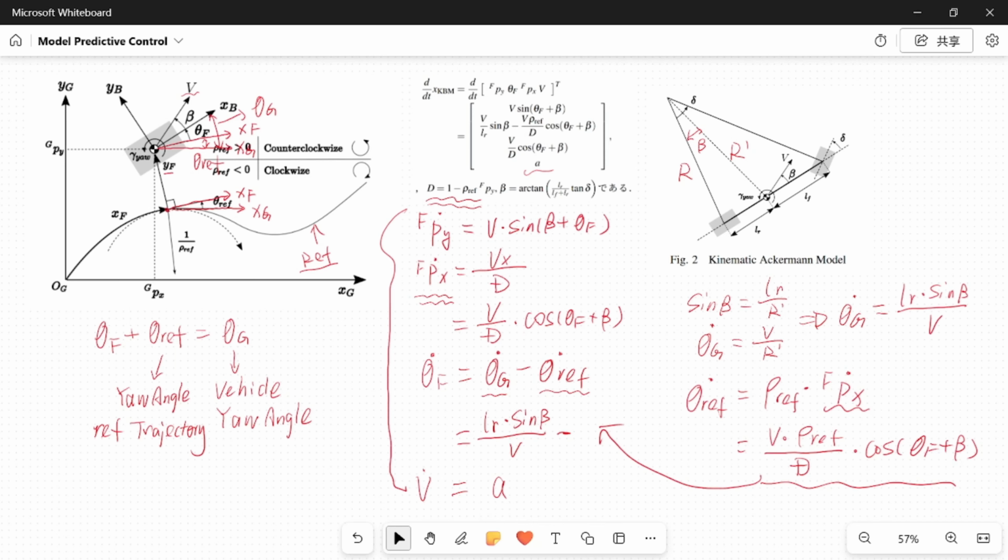So, how do we establish the FS coordinate system state space for the dynamic bicycle model used in high-speed driving? We will explain that in detail in the next episode.